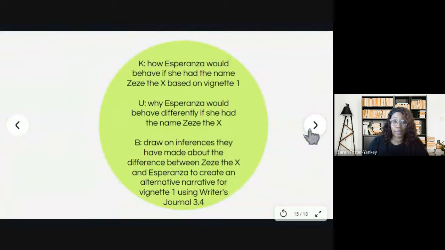So, there's the cup. In writing, students are going to know how Esperanza would behave if she had the name ZZ the X based on vignette one. And that should probably be vignette two, because I think that was my name. Vignette one is about the house. They'll understand why Esperanza would behave differently if she had the name ZZ the X. And they'll be able to draw on inferences they have made about the difference between ZZ the X and Esperanza to create an alternate narrative for vignette one using Writer's Journal 3.4.